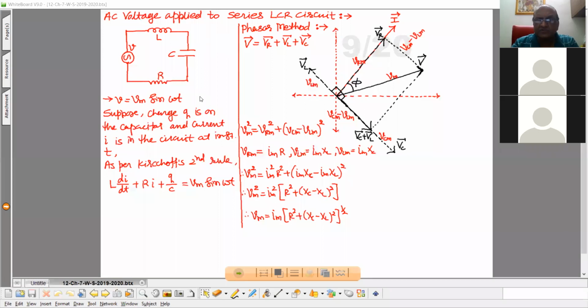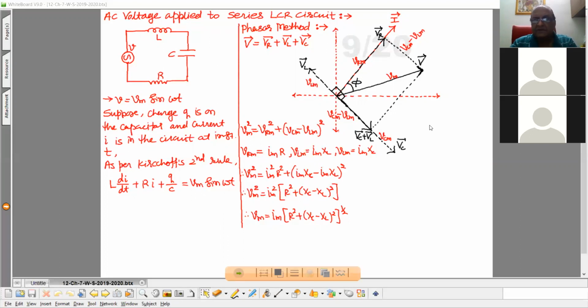So as per Kirchhoff's second rule, the summation of the potential drops across these components is equal to the supply voltage. So L dI by dt plus RI plus Q by C is Vm sin omega t. Clear? Okay. Now, first let's derive the equation for current with the help of the phasor method.